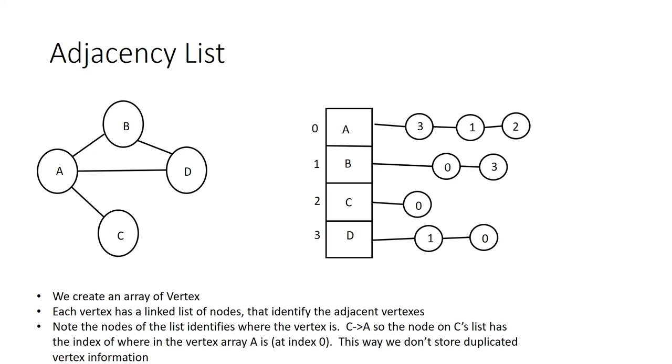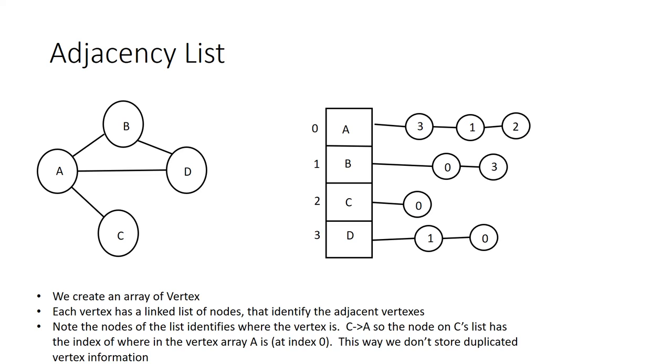Then I can continue down the list, and my next node has a 1. I can use the 1 as an index into my array, and I see that that's B. Then I can continue down the list, and I can see that my next node has a 2. My 2 can be used as an index into the array, and that gives me C. And so we can see that A has a relationship to D, B, and C. The order doesn't really matter.